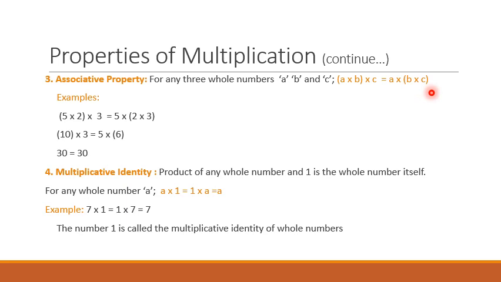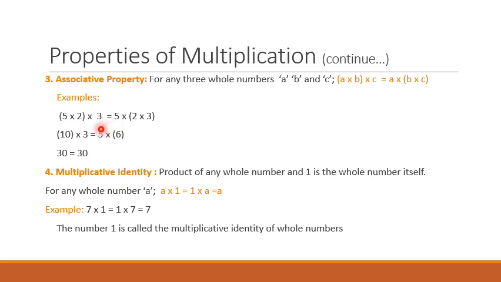Now let's understand it with the help of an example so that the things would be clear to you. So here in this example I have taken a as 5, b as 2 and c as 3. Now if I first multiply 5 and 2, this bracket says that we should first perform the operation given in the bracket. So first we multiply 5 and 2 and then I multiply the product by 3. And on the other side I first multiply 2 and 3 and then multiply this product with 5.